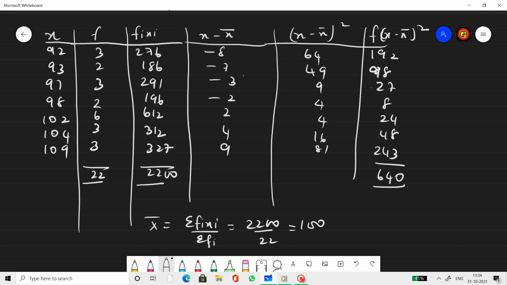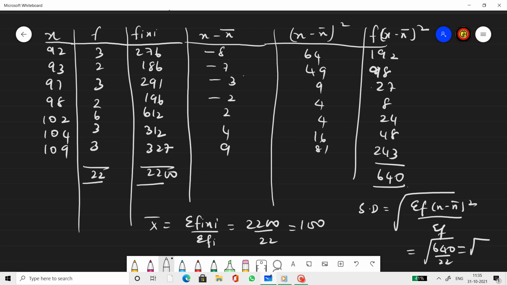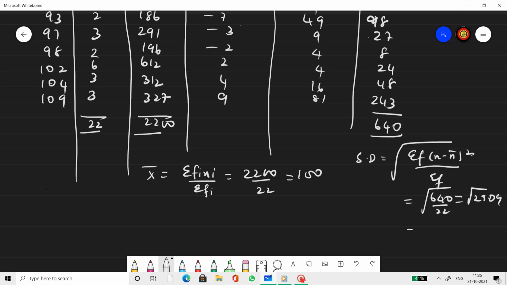And now, finding the standard deviation, which is root over sigma f into x minus x bar the whole square by sigma f. So 640 by 22, which works out to 29.09. Now we need to find the square root of this number, which is 5.39 approx. And if the question is only variance, then we leave the answer as 29.09.